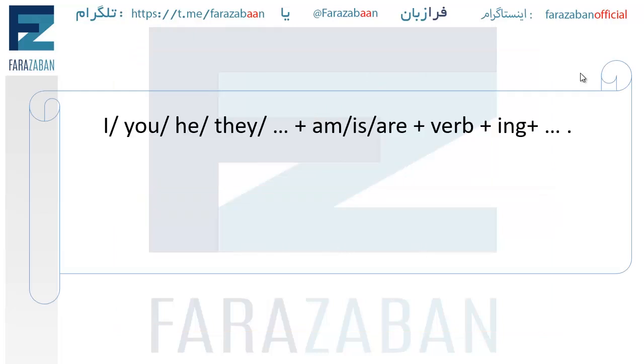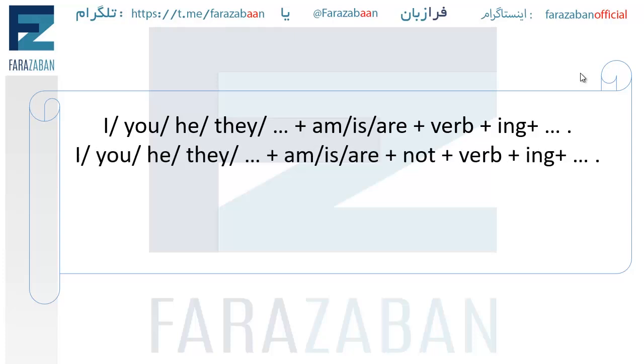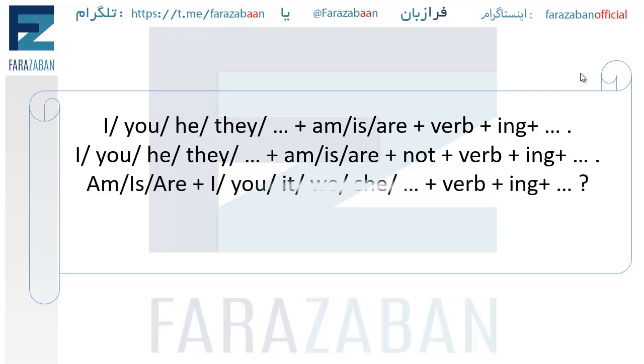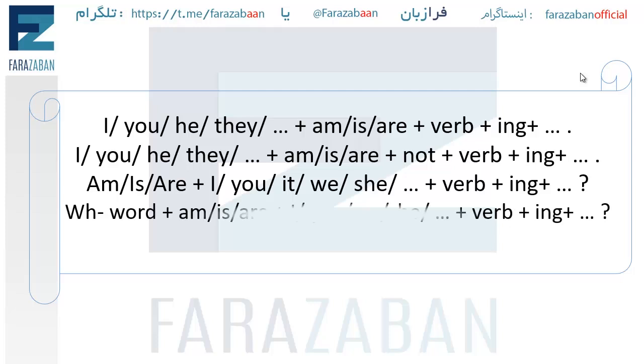The structure. I, you, he, she, it, we, they plus am, is, are plus verb plus ing. این جمله مثبت. منفی. I, you, he, she, it, we, they, am, is, are not plus verb plus ing. Yes, no question: am, is, are plus subject plus verb plus ing. WH question: WH word plus am, is, are plus subject, verb, ing.